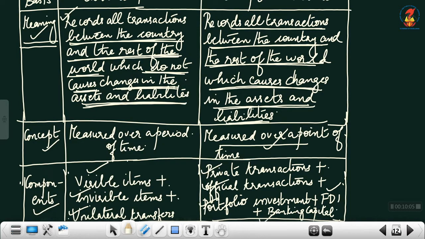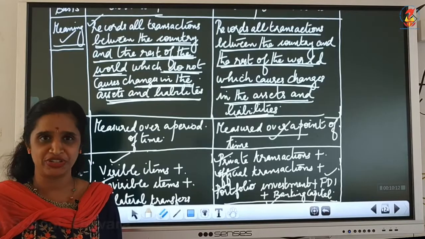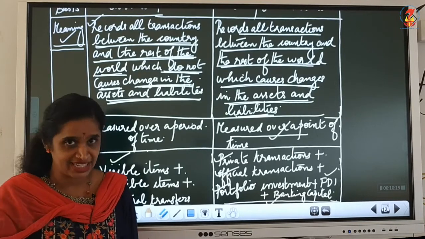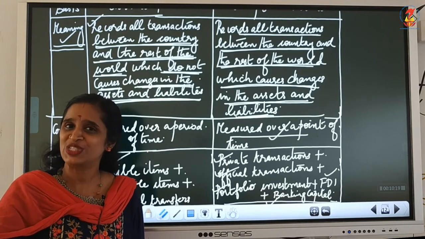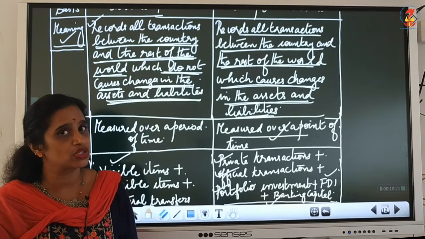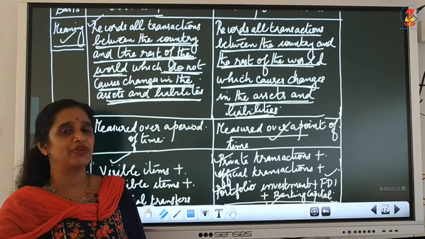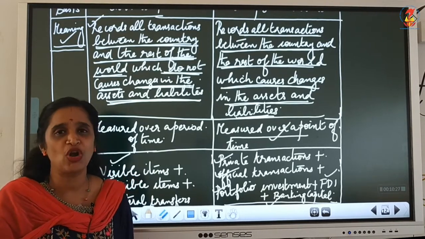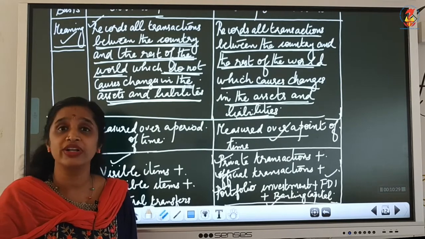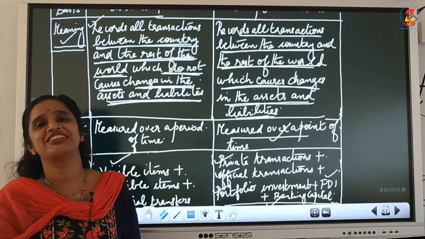Now, the current account is measured over a period of time, whereas capital account is measured at a point of time. Now why is it said like that? Period of time is a flow. Point of time is a stock. What is a flow and what is a stock? I have explained the difference between flow and stock when I took the chapter money and banking. Hope you all remember that. Flow is water in a river, stock is water in a tank.